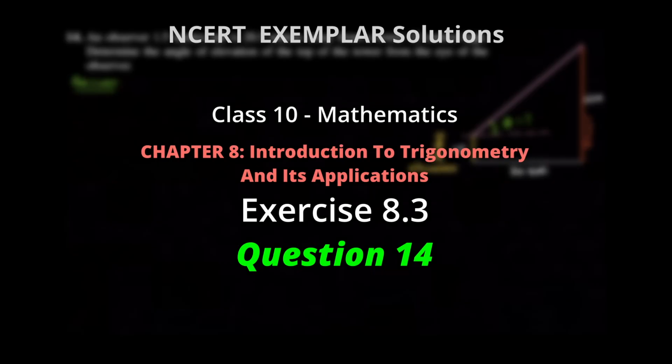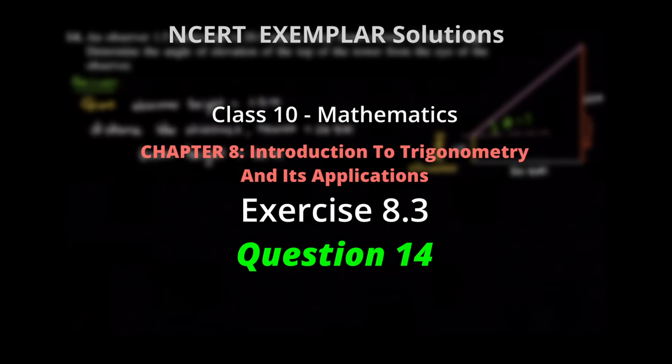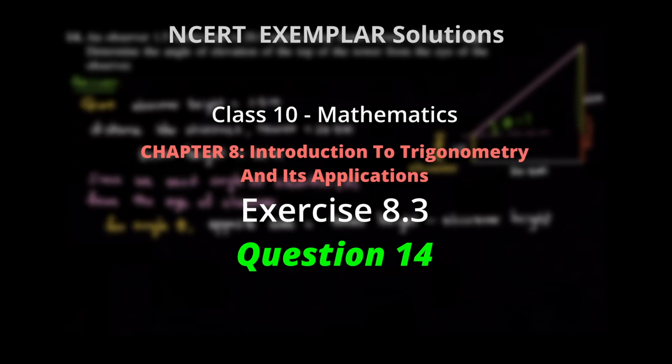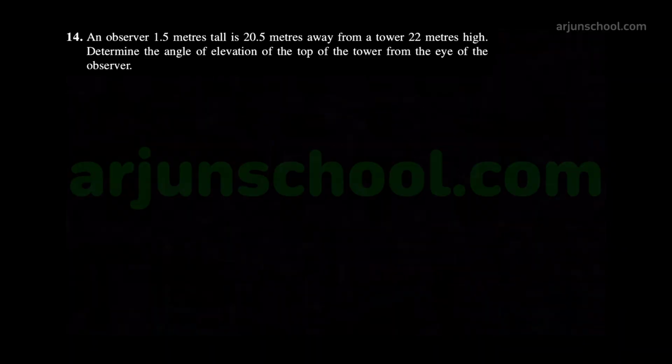NCERT Exemplar Solutions, Class 10, Maths, Chapter 8, Exercise 8.3, Question 14. An observer 1.5 meters tall is 20.5 meters away from a tower 22 meters high. Determine the angle of elevation of the top of the tower from the eye of the observer. Answer. Let us draw the diagram.